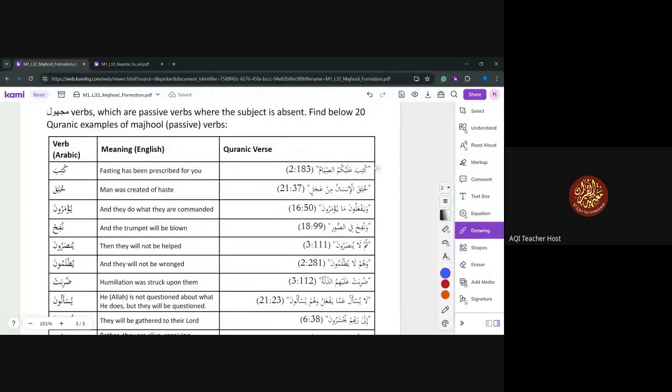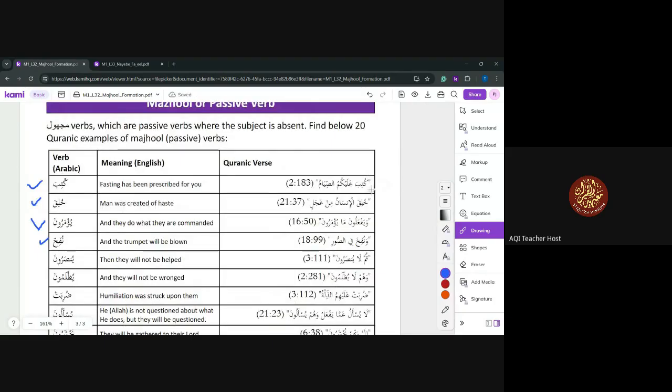I just want to do some examples from here, so we may identify Madi Majhool and Mudari Majhool. Four examples at least. Let me do the first one. Kutiba alaykumus siyamu. Here, first the word kutiba. It begins with a dhamma, right? So it has a dhamma at the beginning, and it follows the uia pattern. So that is a Madi Majhool, as we already know.